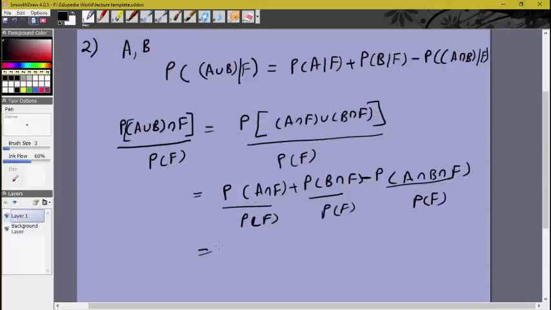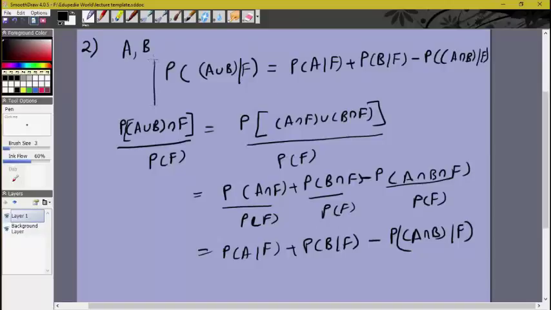And this, you can easily see what this is. The first term is P of A conditional F. The second term is P of B conditional F. And the third term is minus P of A intersection B conditional F. So this is basically the standard distributive equation, and we have P of F in the denominator everywhere.